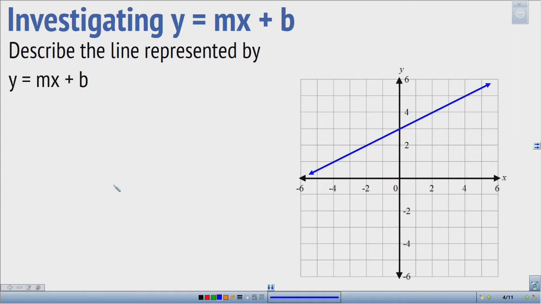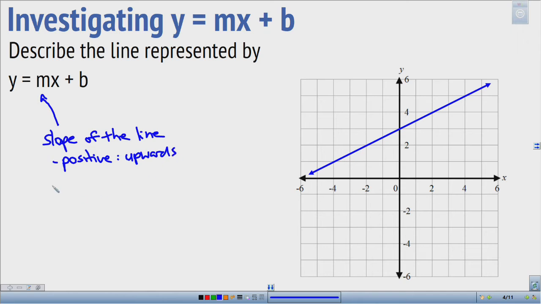So m is the slope of the line. If it's a positive value, then the graph goes upwards. And if the value is negative, then the graph goes downwards. This value here, b, controls the y-intercept.